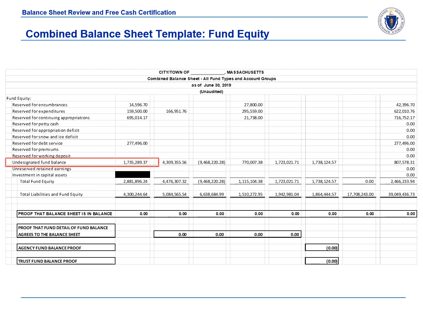It is important to note that for each fund, and for the total of the combined balance sheet, assets must equal the liabilities plus fund equity. Also note that the undesignated fund balance account is located in this section of the balance sheet.